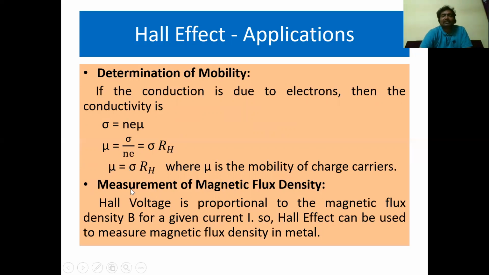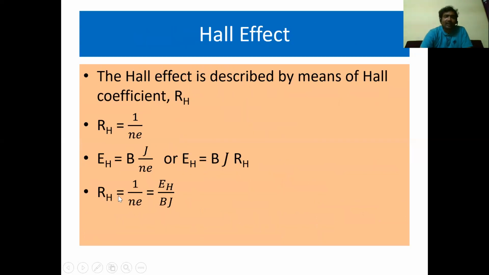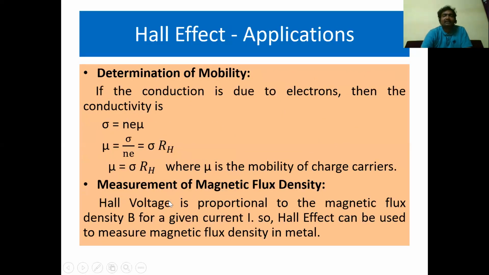Another application is measurement of magnetic flux density. So if you go to this formula, RH equal to EH by BJ. If you rearrange this equation, we will get B equal to EH by RH J. If you know Hall electric field, if you know RH value, if you know J value, current density value, we can calculate the B value, magnetic flux density. These are some applications of the Hall effect.